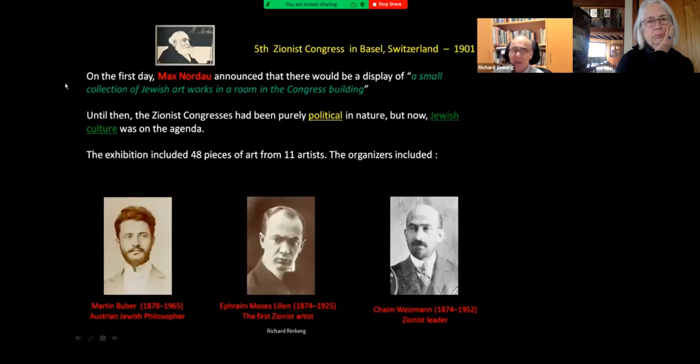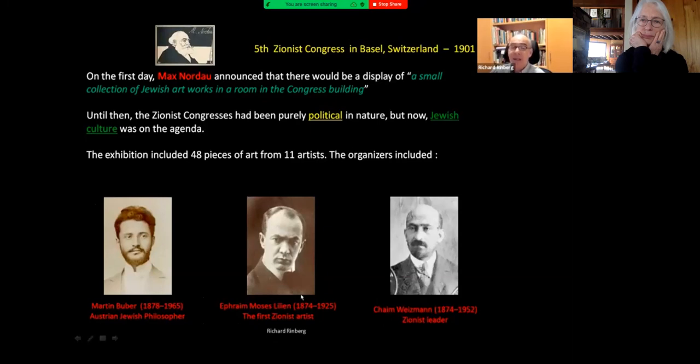This is the first time in history that there's actually been a Jewish art exhibition, not an individual artist who may be Jewish, but some pieces of art that are defined as Jewish art. And there are going to be 48 pieces of art from 11 artists. Some of the organizers include, here's a very young Martin Buber, not a picture we're used to, the Austrian Jewish philosopher who's going to end up in Jerusalem. Here's Lilien himself, Ephraim Moshe Lilien, HaKohen, and he's called now the first Zionist artist. We're going to see a lot of his work. And a name we know full well, Chaim Weizmann.